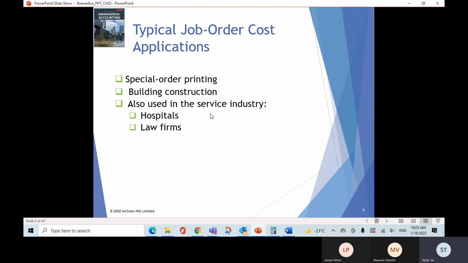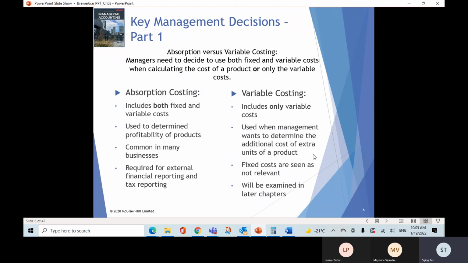So this is the example. Job order costing can also be used in the service industry, like hospitals or law firms. We're going to talk about this later.